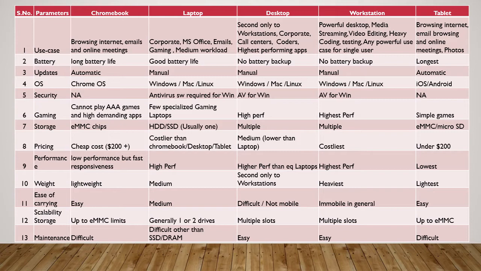And in the laptops, there is Windows, Mac, or Linux we use. In the desktops, also we can use Windows, Mac, or Linux. In the workstation, also we can use Windows and Mac, or Linux. And if we talk about the tablet, then there are iOS and Android. So in the fifth parameter, we are going to talk about the security.